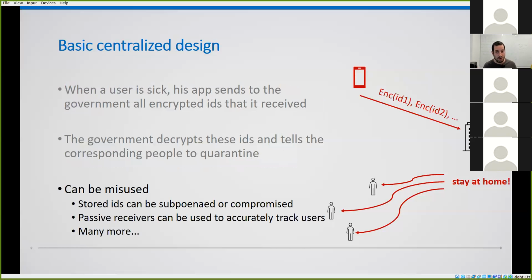This, of course, can be misused by the government in several ways. For example, the government might try to subpoena or compromise in some other way the IDs that are stored on a user's device, even if the user is not COVID-19 positive. The government might use passive receivers to track people of interest all over the country or in specific places, like specific demonstrations or other points of interest, and again, without any connection to any health issues. And there are many other ways that this might be compromised.